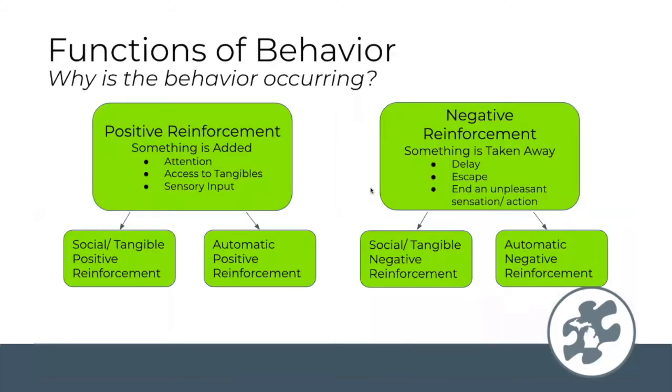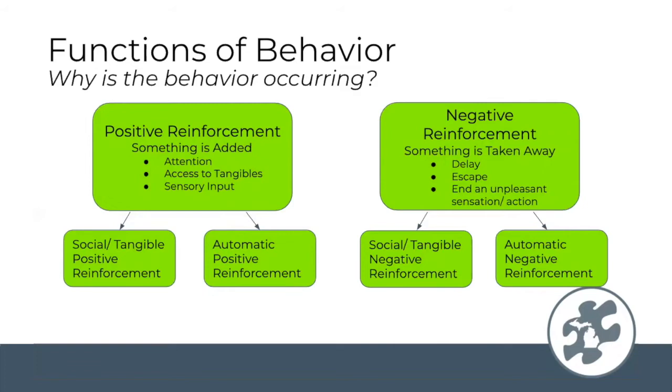The functions of behavior. Why is the behavior occurring? As I previously mentioned, we have the positive reinforcement. Something is added to the situation. Frequently, that is attention from another individual or attention from an animal, a loved one, access to tangibles. Tangibles can be anything a person can hold in their hand. And then also sensory input.